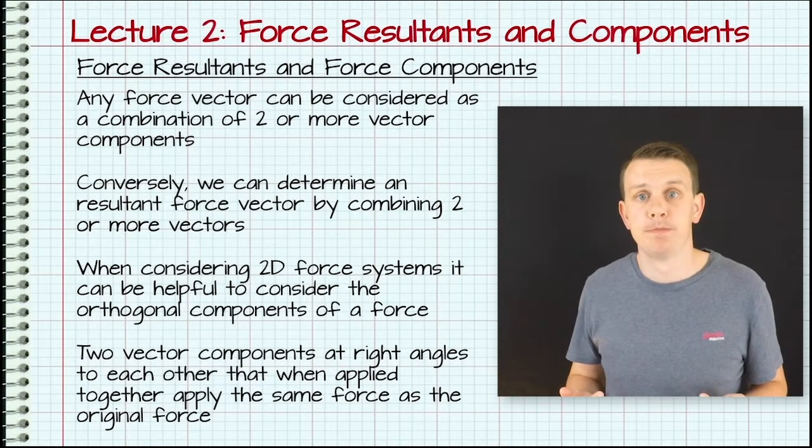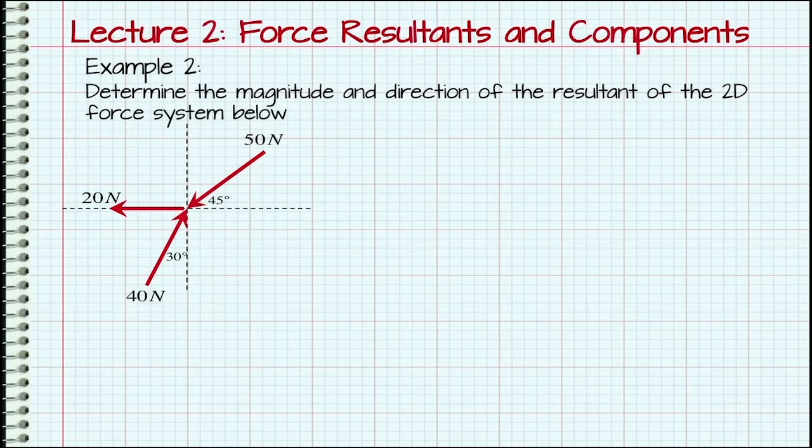In this example, we have a system of three forces with different magnitudes and directions, and our task is to determine the magnitude and direction of the resultant force. Or in other words, if I had to replace this system of forces with a single force that has the exact same effect, what would that force's magnitude and direction be? Pause the video here and try and solve the problem yourself first.